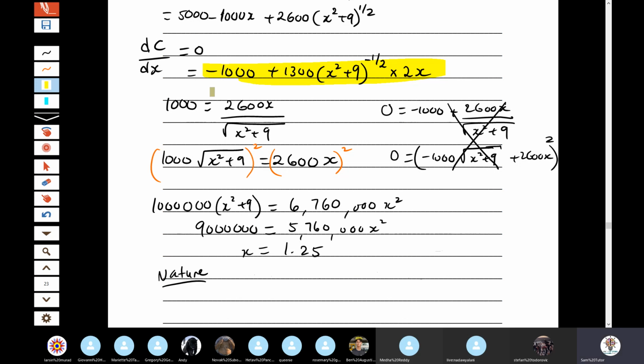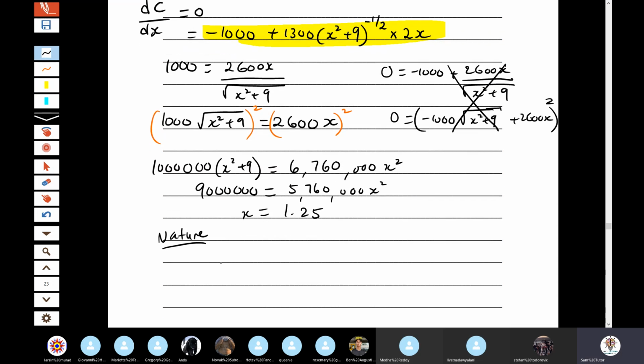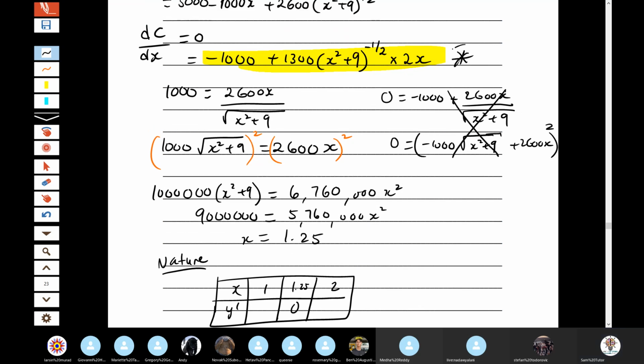You've got to use quotient rule, right? Look here in this section. You've got to use quotient rule. Why do you want to do that? I don't want to. So what am I going to do? Y dash table. 1.25 in the middle, 0 down here, 1 here, 2 here. Sub in 1, sub in 2 into this.